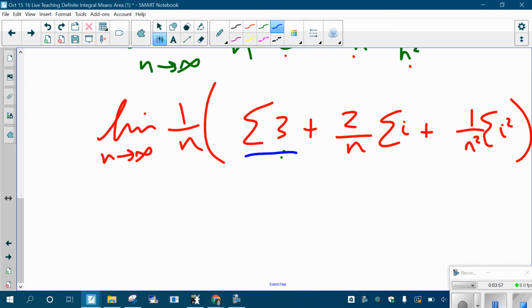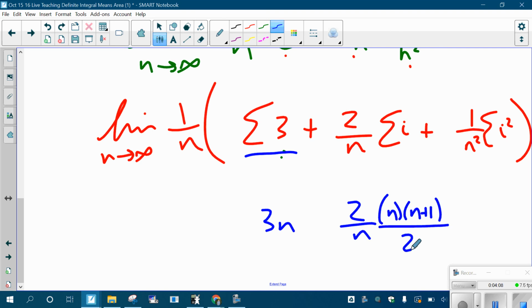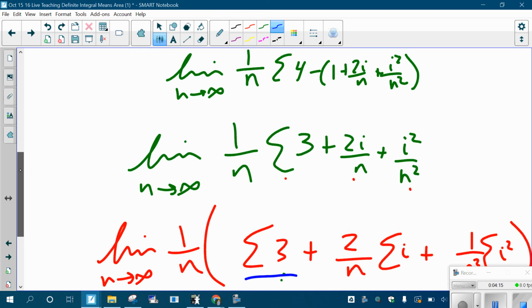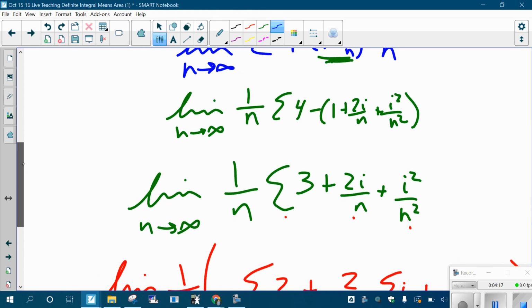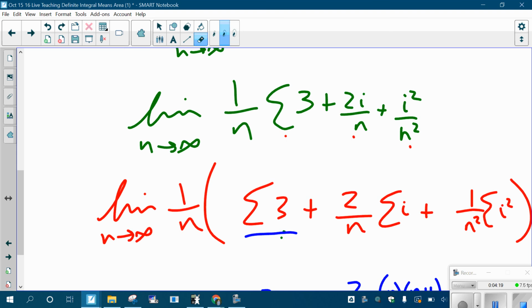Well, it's just the number times n. What's the i formula? It's n times n plus 1 over 2. So I'm going to get 2 times 2 over n times n plus 1 over 2. What's the i squared formula? Wait, sorry, I made a little typo up here. I'm sorry, I just realized something. I forgot to distribute the minus, so these 2 should be negative. I bet. Thank you, guys.